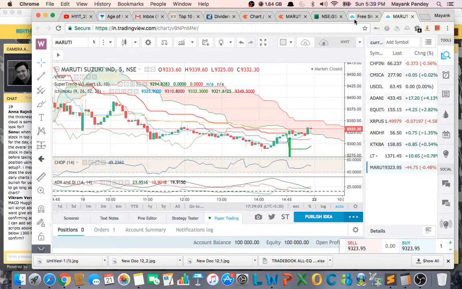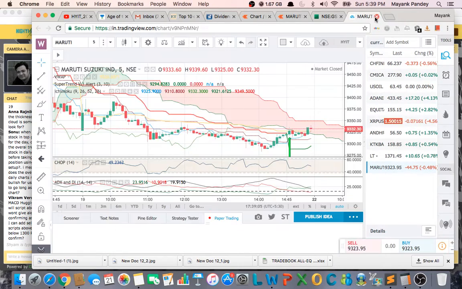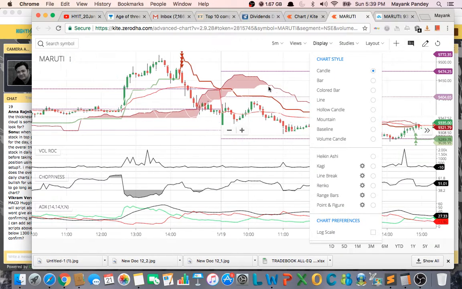Ichimoku cloud is below the candlesticks for the whole day. Hope that's clear.